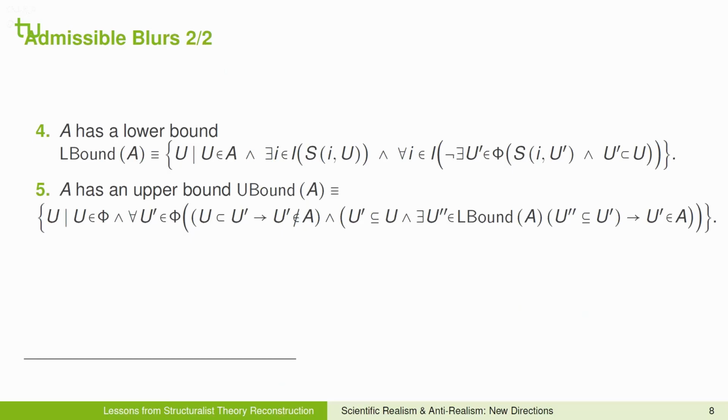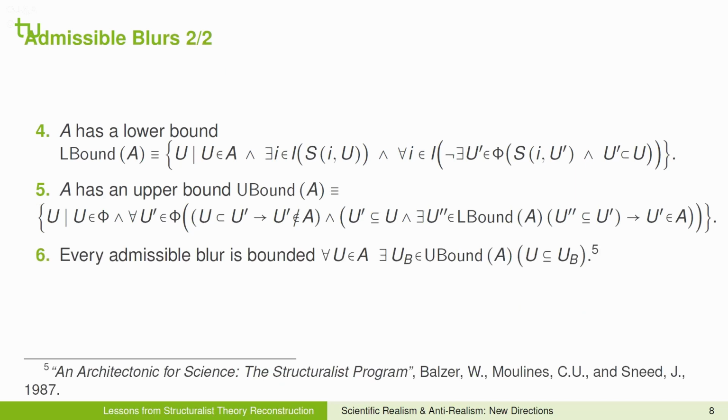So it's simply defined by pragmatic reasons, which accuracy we want to have. We can also always set it to the lower bound, of course, if we want to have the best accuracy that we can get. Then we also have to require that every one of our admissible blurs is bounded from below. In fact, these last two requirements are not my own. They are already demanded by Balzer, Moulines, and Sneed in their Architectonic for Science, but the other four conditions are added to this concept.